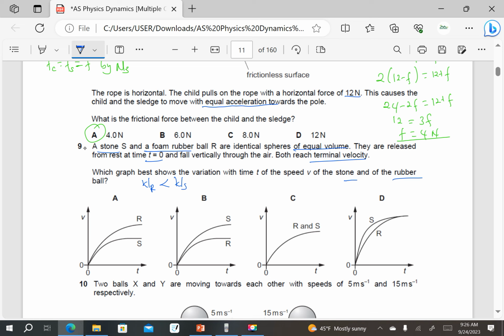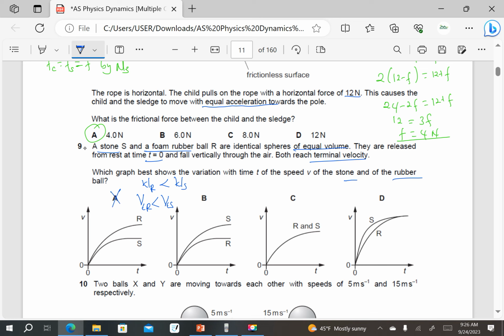is going to be less than the terminal velocity for the stone, because if rubber has a smaller weight, even if they have equal volume, it will travel a very short distance before reaching terminal velocity. That means it will gain a smaller terminal velocity. So the terminal velocity, I'll call it Vt for rubber, is going to be less than Vt for the stone. So the terminal velocity for rubber should be below.